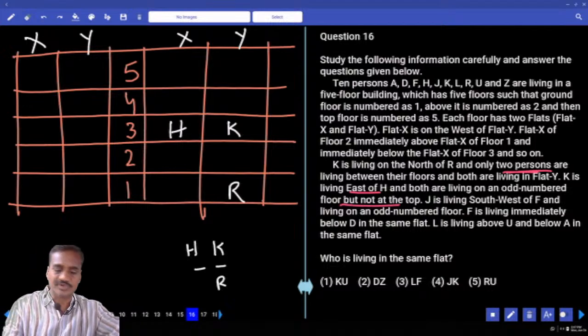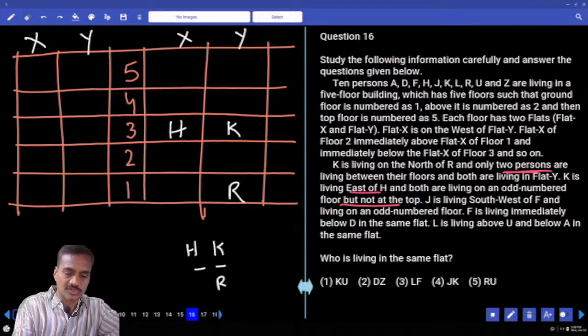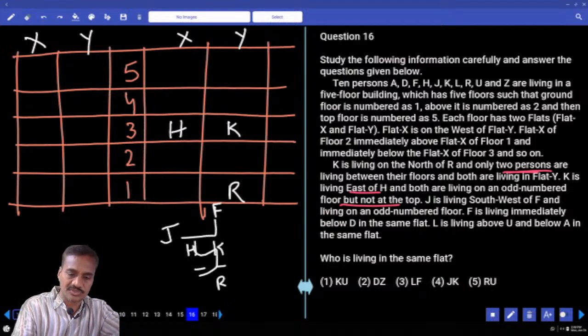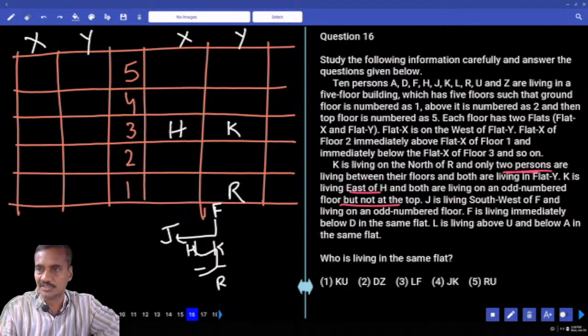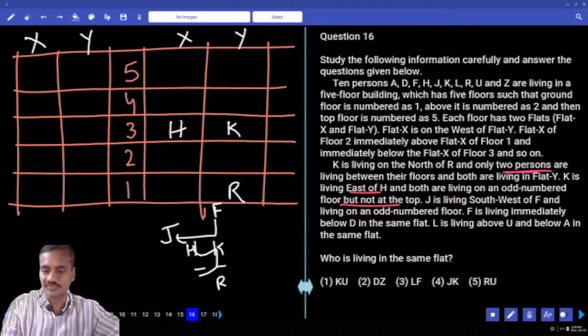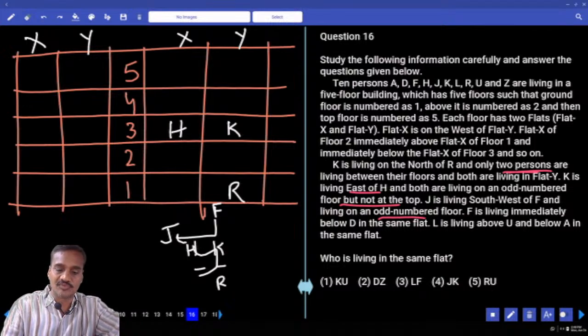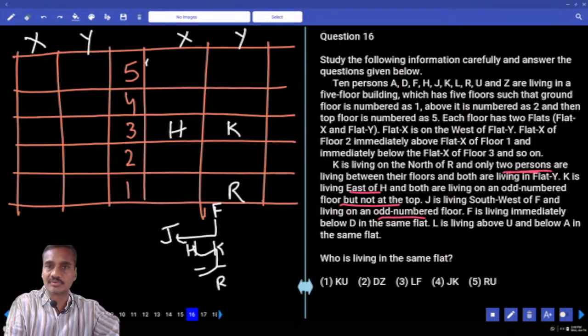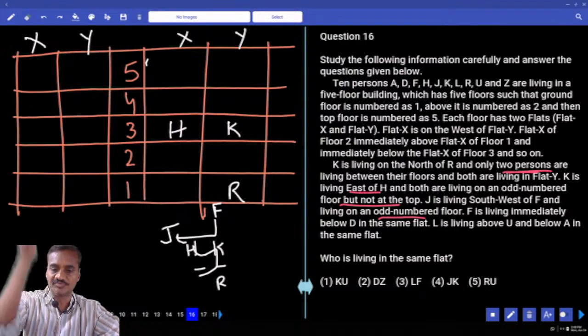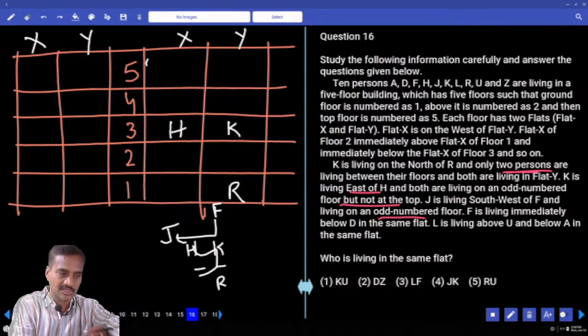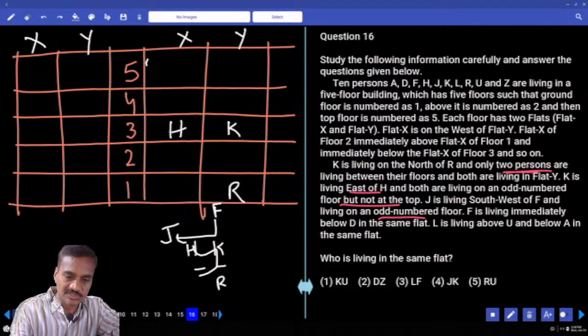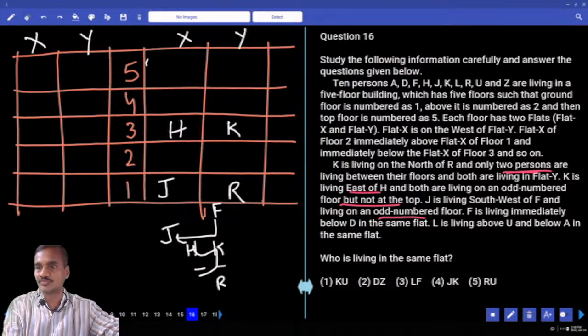J is to the southwest of F. J must be here, F is here. J is to the south and west, southwest. And J is living on an odd number floor. J cannot be on the 5th floor, because if J is on the 5th floor, F must be above this one, which is not possible. Hence, where should this J be? J must be on the 1st floor, flat X.